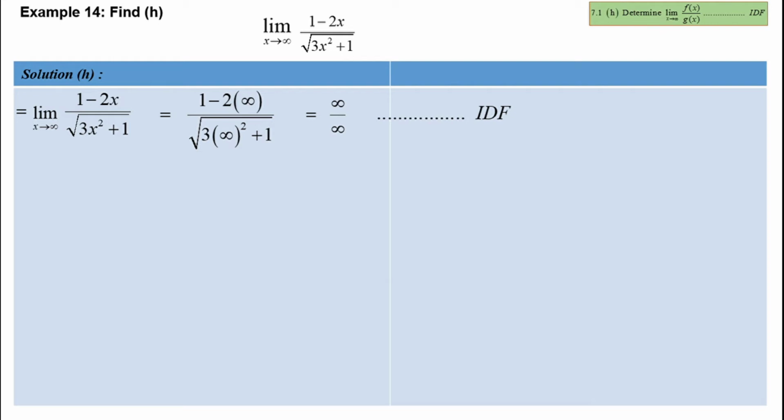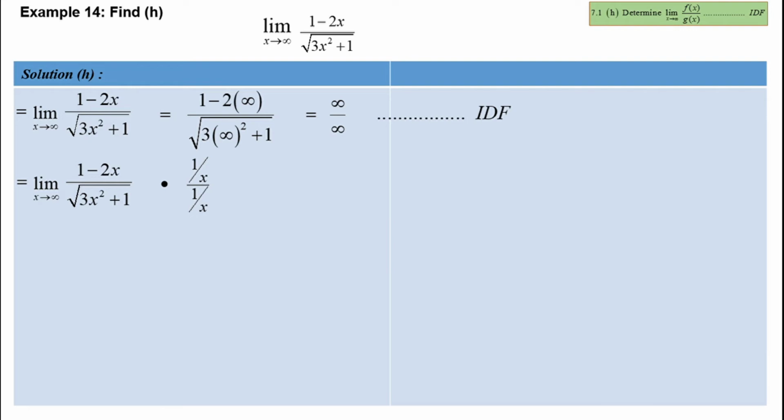In order to solve the limit with this kind of indeterminate form, we need to simplify the function by dividing the numerator and denominator by the highest power of x from the denominator. The highest power of x from the denominator here is 1. So, our function will be multiplied by 1 over x divided by 1 over x.